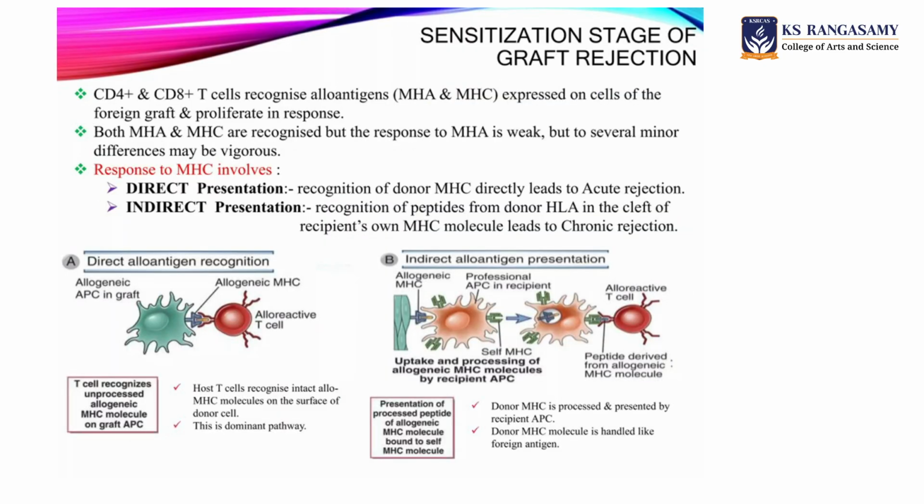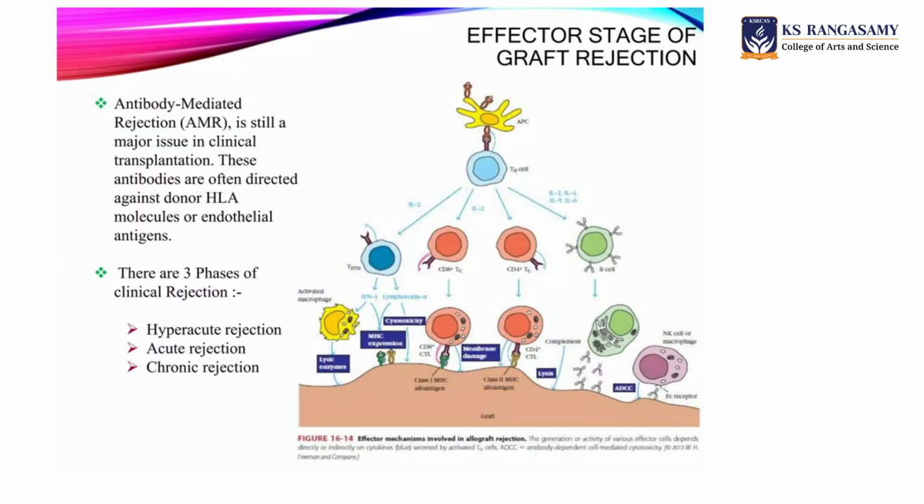Okay, first we see about the sensitization stage. CD4 plus and CD8 plus T cells recognize the alloantigens expressed on the cells of the foreign grafts. It is of 2 types, direct and indirect. Direct means the donor MHC directly leads to acute rejection, and indirect means it involves the HLA factor. Next one is the effector stage of graft rejection. It is an antibody mediated rejection.